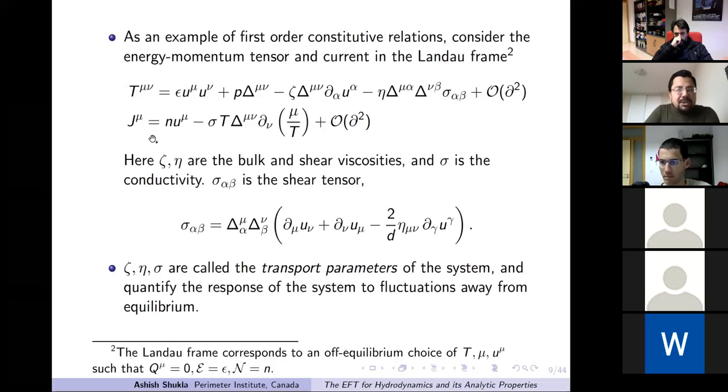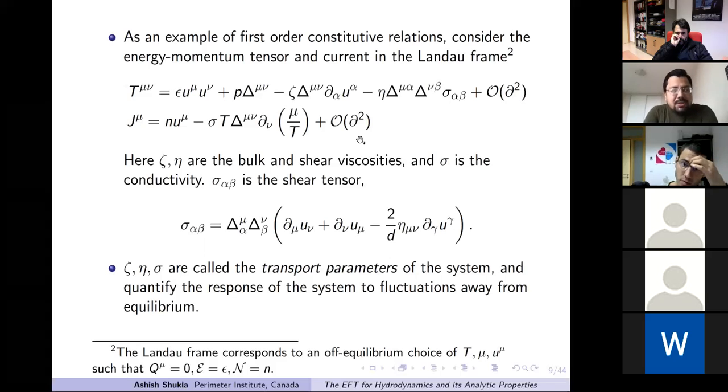Similarly, in the current J^μ, I have the equilibrium value n u^μ, where n is the equilibrium charge density. Then I have derivative corrections, and at first order, we have the electrical or charge conductivity σ sitting over here. And then there are higher derivative corrections.